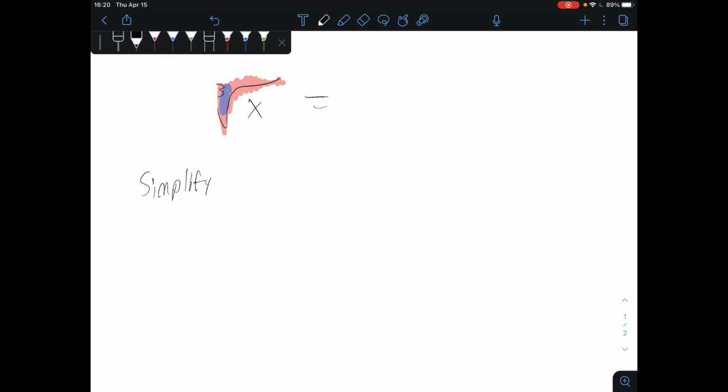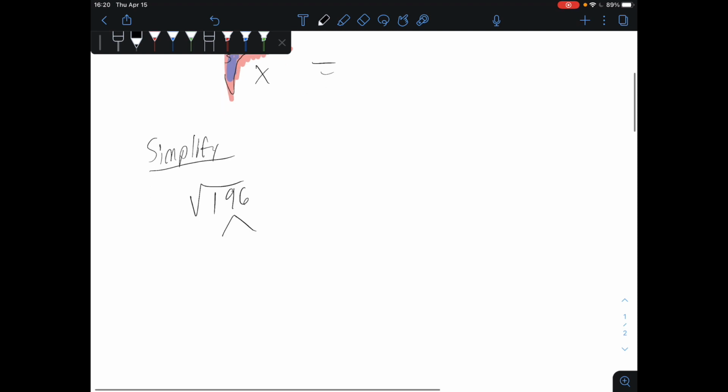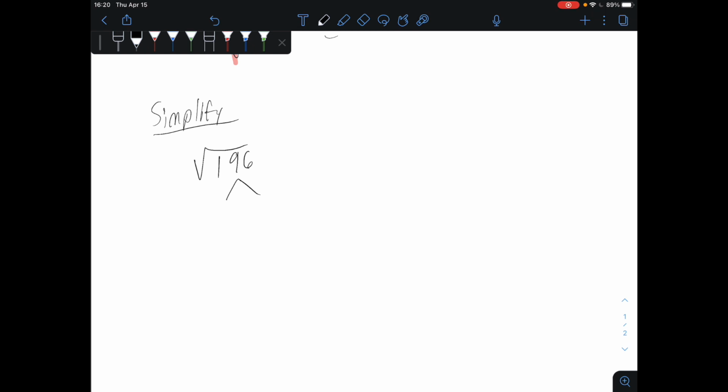So to simplify the square root of 196, the first thing that we want to do is see if we have any perfect squares underneath here. So first thing that we can do in order to simplify this is let's go ahead and just divide it by 4. Since we know 4 is a perfect square, if we were to take the square root of 4, we would get 2, and then this 2 can come out from underneath the radical.